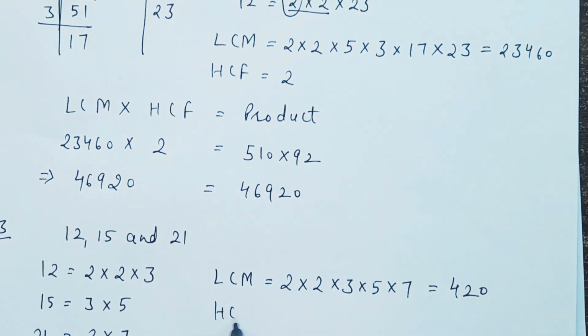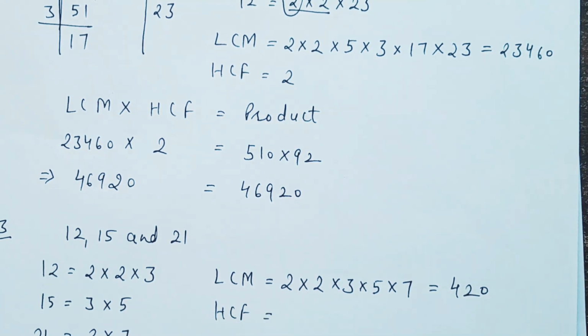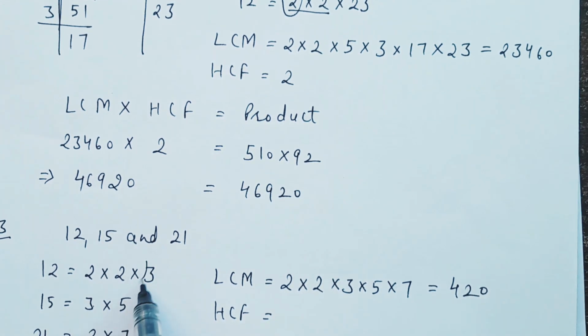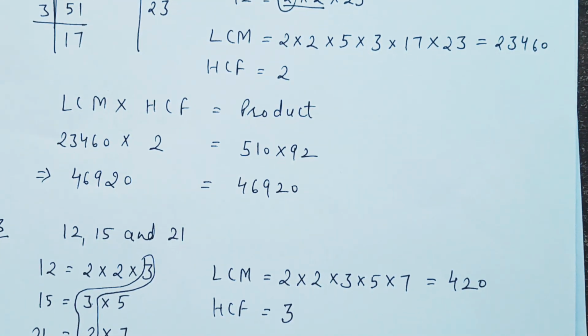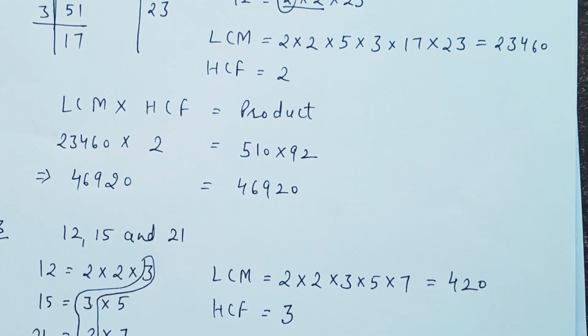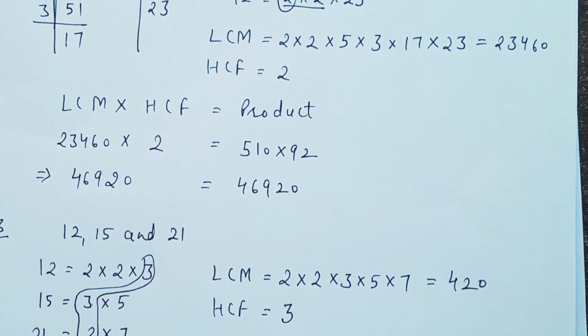Now HCF, if we talk, HCF is the number which is common in all the factors. So among all the factors, 3, 3 and 3, only this factor is common. So HCF will be 3 only. So by this method you can find the LCM and HCF of any number of terms.